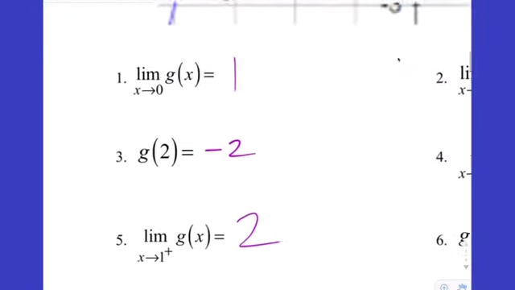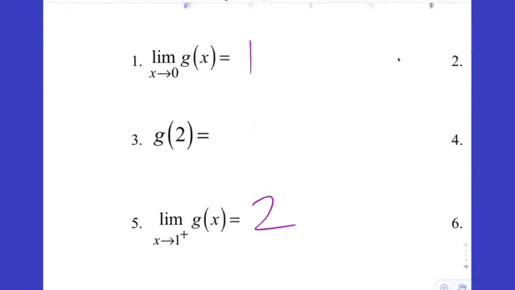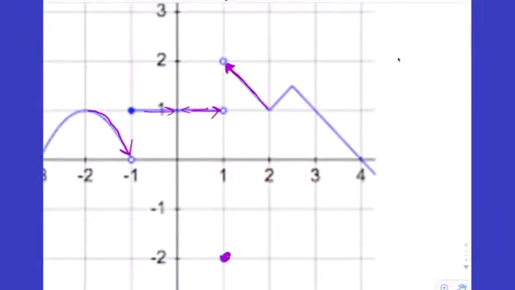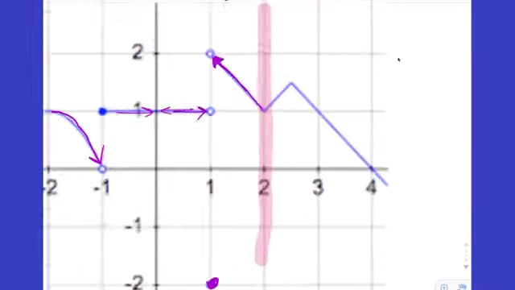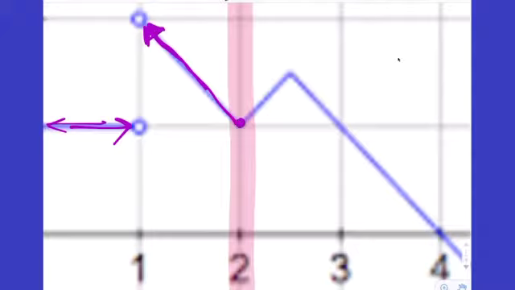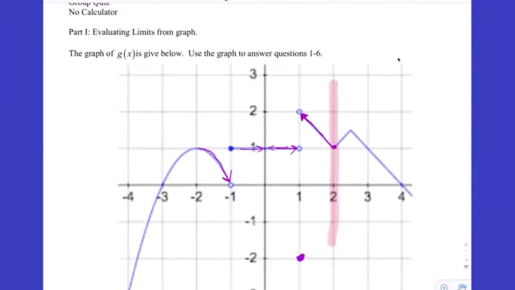Wait, I did this one. Yeah, I'm sorry. I'm recording this and I messed up. This is me trying to go fast. G of 2, here's 2 right here. So we're looking for the function value. And even though there's no dot there, you can assume that there is a dot there. So that one is 1.